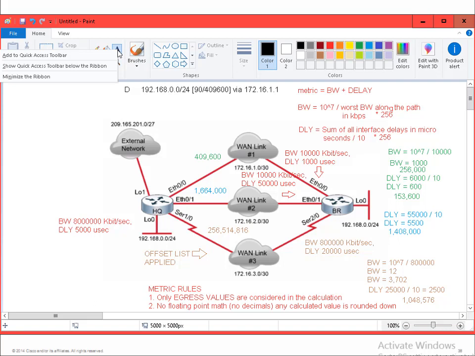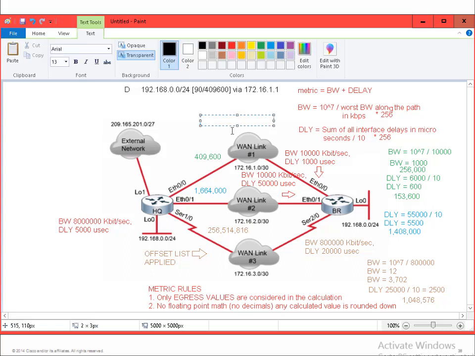Now let me change the font. Oh well. Let's do Control B. So this becomes my successor path. And the successor is essentially the best path, which is the one with the lowest feasible distance. These are all terms that are part of the DUAL algorithm.